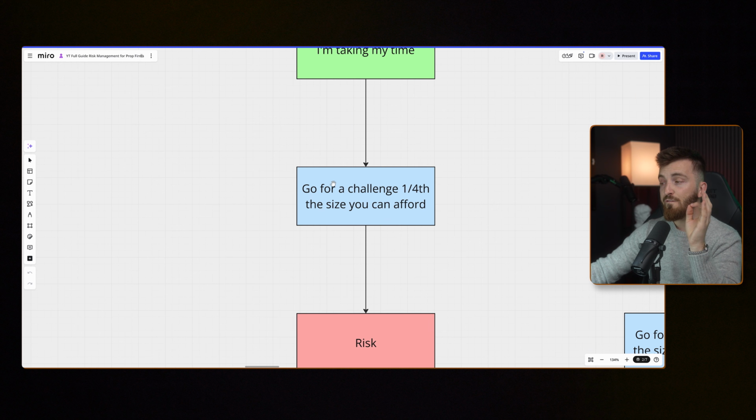Go for a challenge 1/4 of what you can afford. So let's say that you are a businessman, you have a good income, so you don't mind losing a 100K challenge. I would actually recommend, if you are not a profitable trader yet, to go for a 25K challenge.